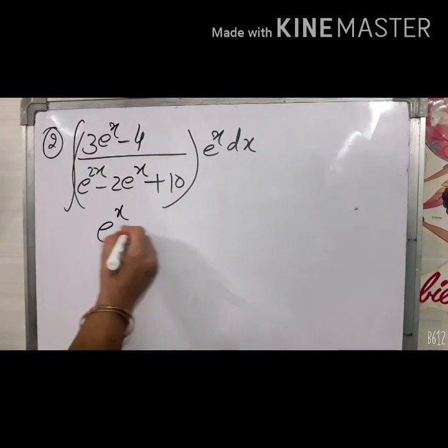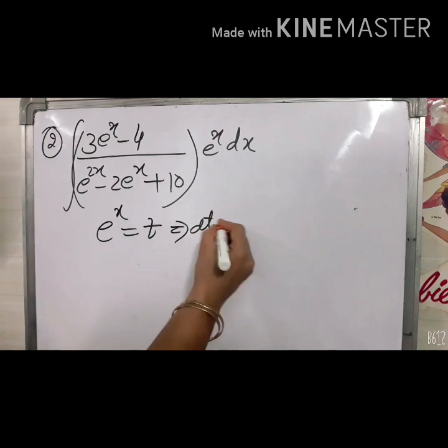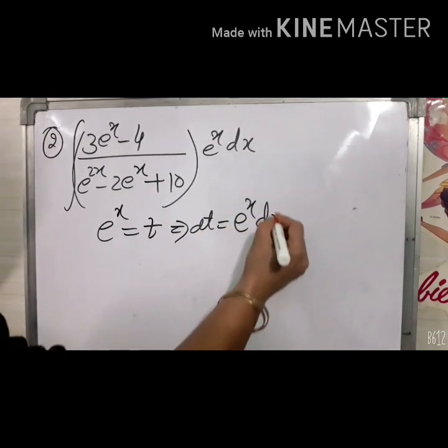Now we will take e to the power x equal to t, because we know the differentiation is also the same thing, e to the power x into dx, correct?